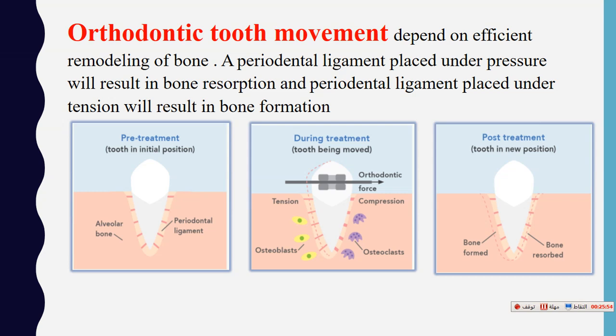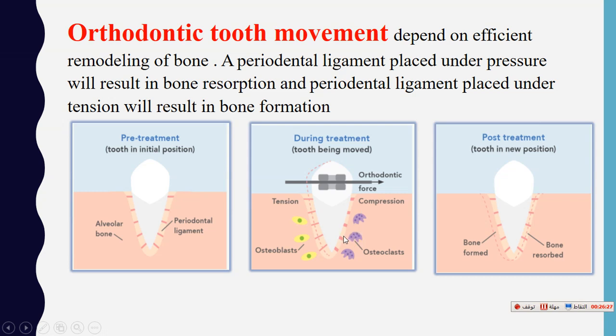So the area in the periodontal ligament in the direction of the force is called the pressure area or compression area. But the area in the opposite direction of the force is called the tension area. And the bone below the tension area is formed by the osteoblasts, and the bone below the compression area is removed by the osteoclasts.